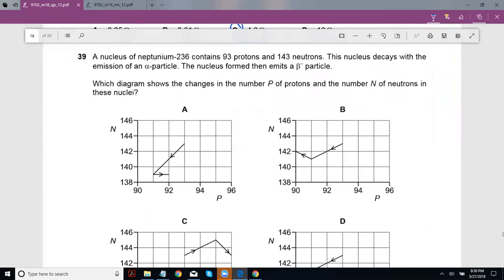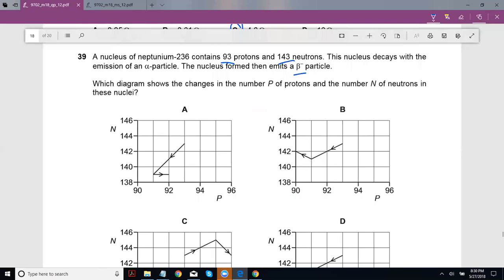Neptunium contains 93 protons and 143 neutrons. The nucleus decays with an emission of an alpha particle. The nucleus formed then emits a beta particle. Which diagram shows the changes in the number of protons and the number of neutrons in these nuclei?